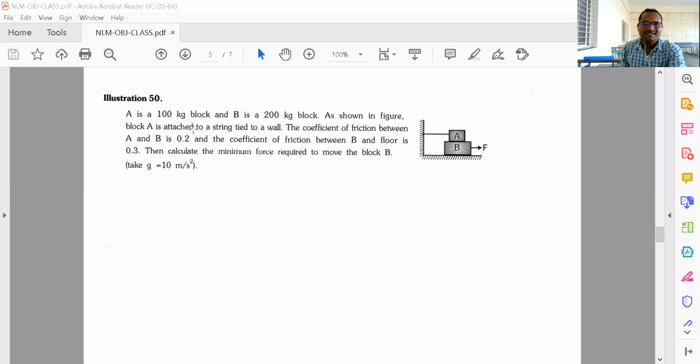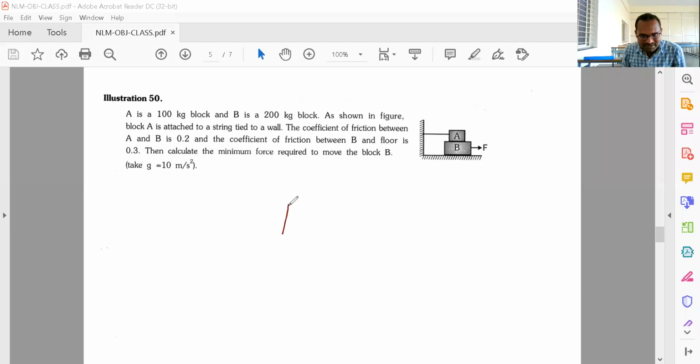A is a 10 kg block and B is a 200 kg block, as shown in the figure. Block A is attached to a string tied to the wall. The coefficient of friction between A and B is 0.2 and the coefficient of friction between B and the floor is 0.3. Calculate the minimum force required to move block B. So we need to move block B alone.